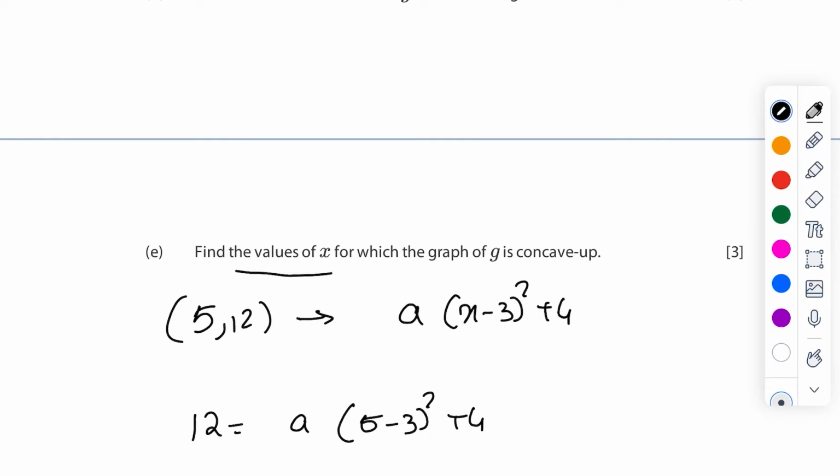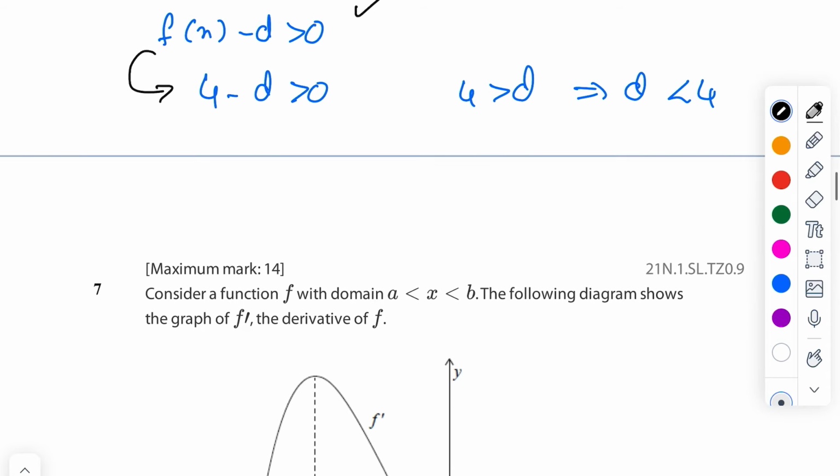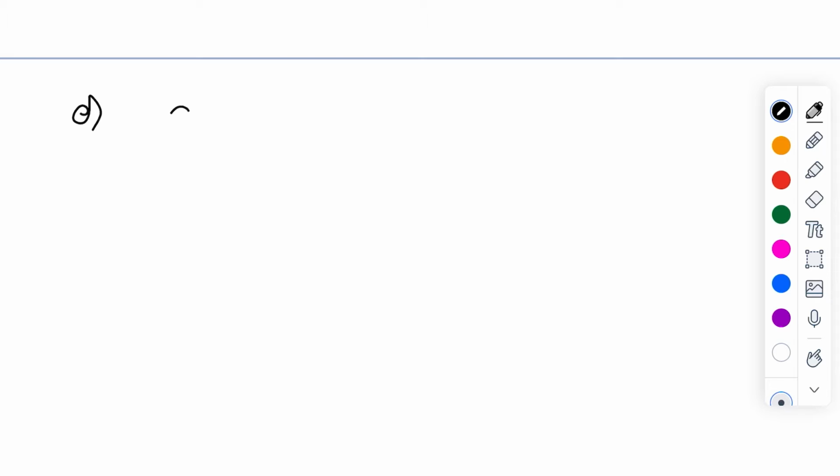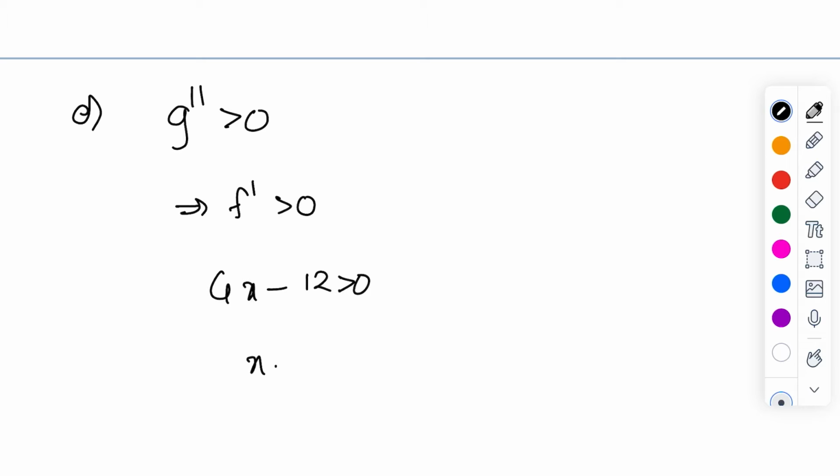Find the values of x for which the graph is concave up. For concave up, what should I be doing? The second derivative should be greater than 0. If the second derivative is greater than 0, it means my first derivative should also be increasing. So what was the first derivative? 4x minus 12 is greater than 0. So x minus 3 is greater than 0. So x is greater than 3 for concave up.